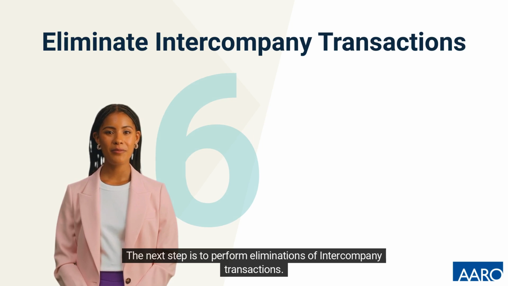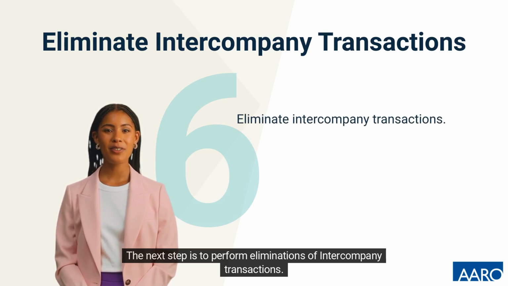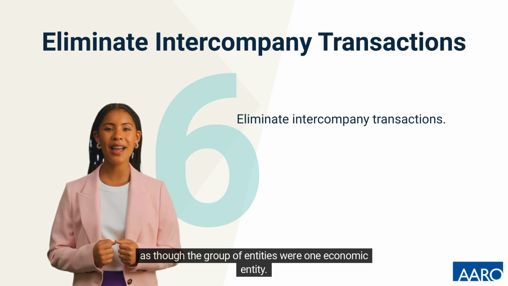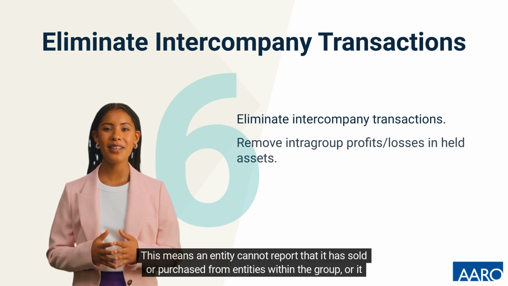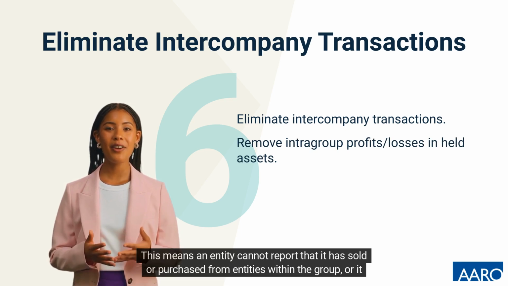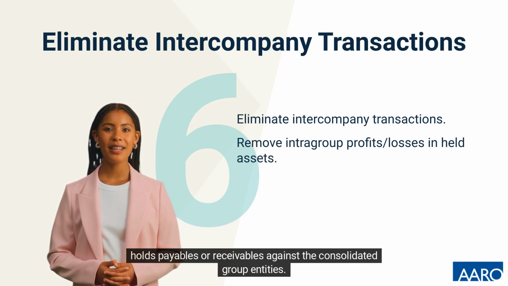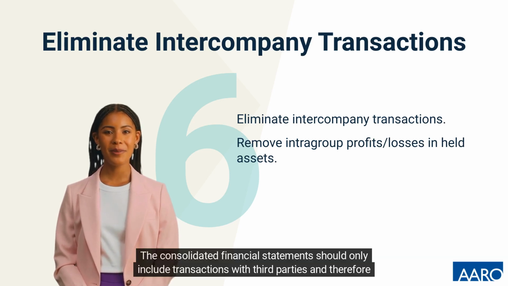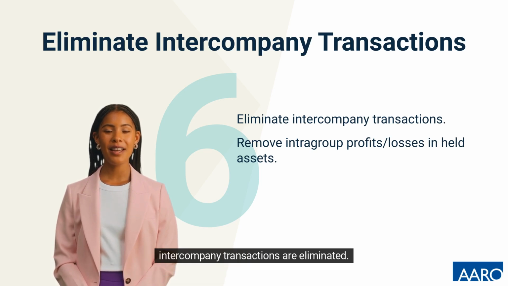The next step is to perform eliminations of intercompany transactions. The aim of consolidated financial statements is to present the financial position and results of operations as though the group of entities were one economic entity. This means an entity cannot report that it has sold or purchased from entities within the group, or it holds payables or receivables against the consolidated group entities. The consolidated financial statements should only include transactions with third parties, and therefore intercompany transactions are eliminated.